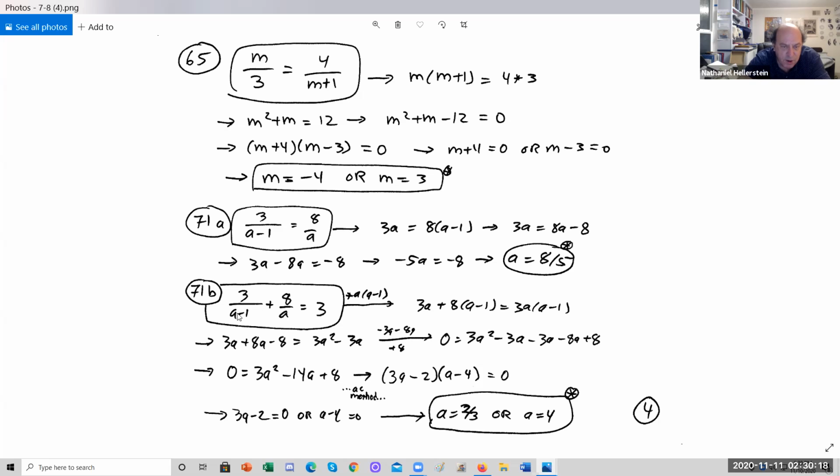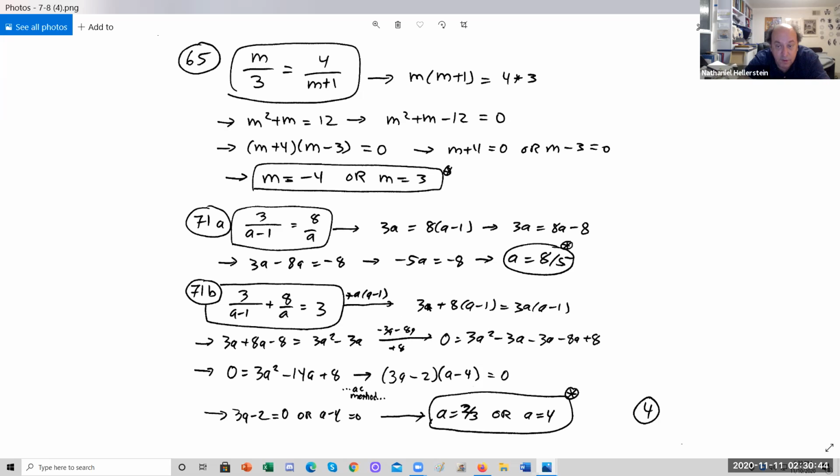Here we have 3 over (a minus 1) plus 8 over a equals 3. Okay, to get rid of these denominators, we multiply by their product, which is in fact what we did over here. So multiply every term by a times (a minus 1). For this term, a minus 1 cancels, we're left with 3a. For this term, a cancels, we're left with 8 times (a minus 1). And on the right, you get 3 times a times (a minus 1).